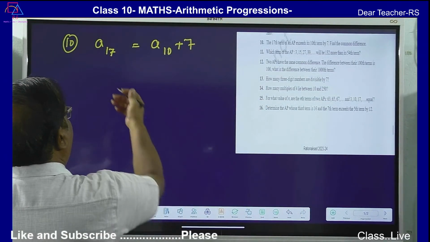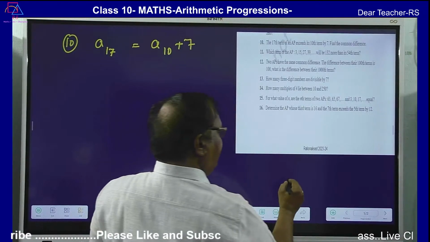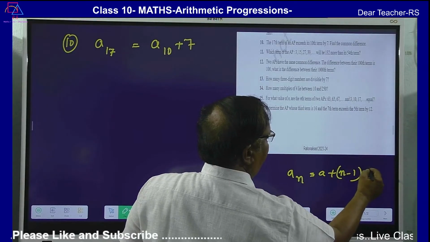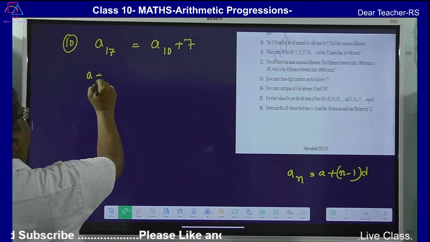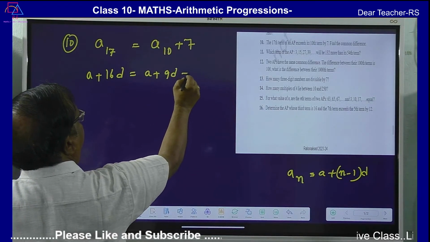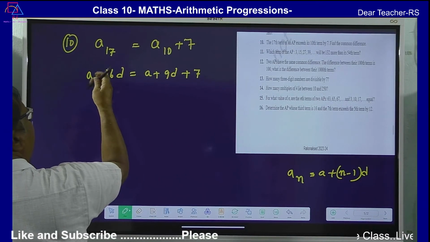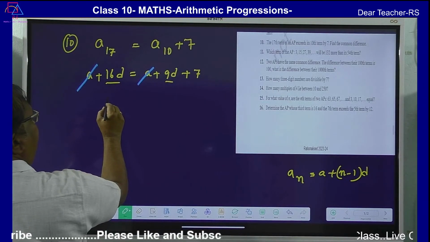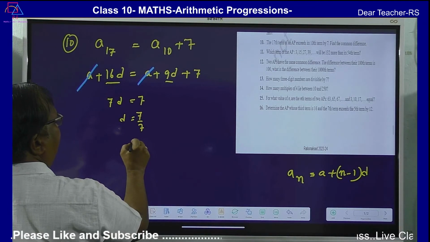So let us put the formula. I will write in short. You have to put the formula: a_n is equal to a plus (n minus 1) into d. This is the formula you have to write here. So now I will write a plus 16d is equal to a plus 9d plus 7. You take all these things to this side, and on both sides a gets cancelled, and 16d minus 9d is equal to 7d is equal to 7, and d is equal to 7 upon 7 is equal to 1.